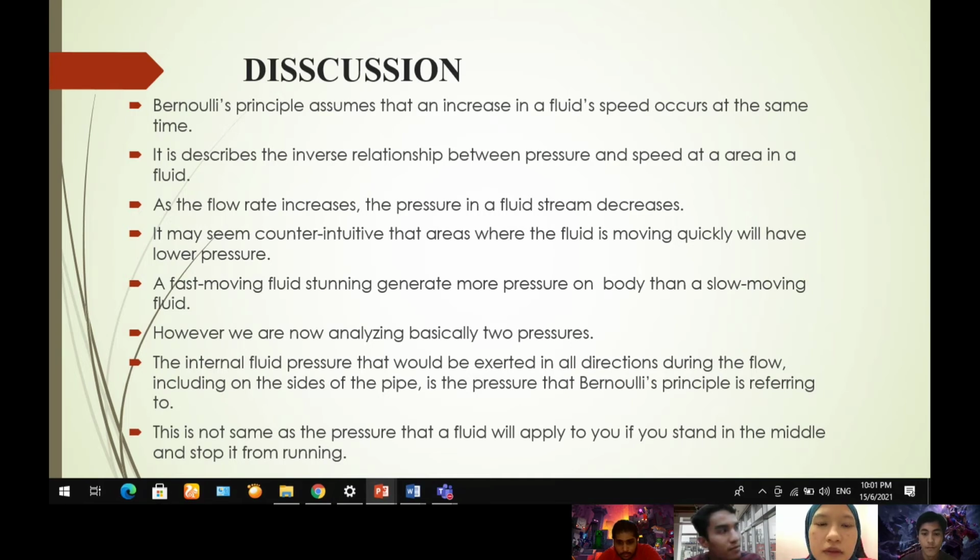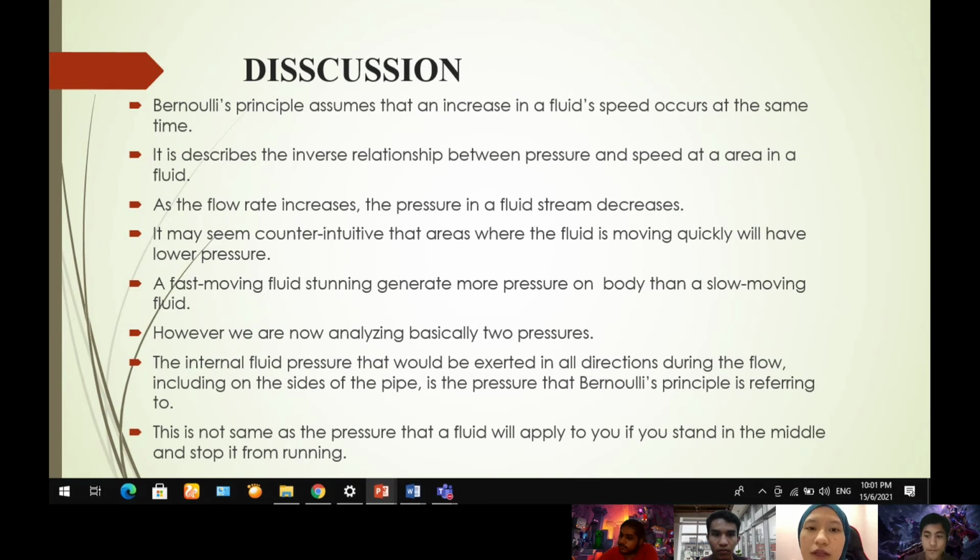For the discussion, the Bernoulli principle assumes that an increase in fluid speed occurs at the same time as a decrease in pressure. It describes the inverse relationship between pressure and speed at an area in a fluid. As the flow rate increases, the pressure in a fluid stream decreases. It may seem counterintuitive. The areas where the fluid is moving quickly will have lower pressure. A fast-moving fluid tends to generate more pressure on a body than a slow-moving fluid.